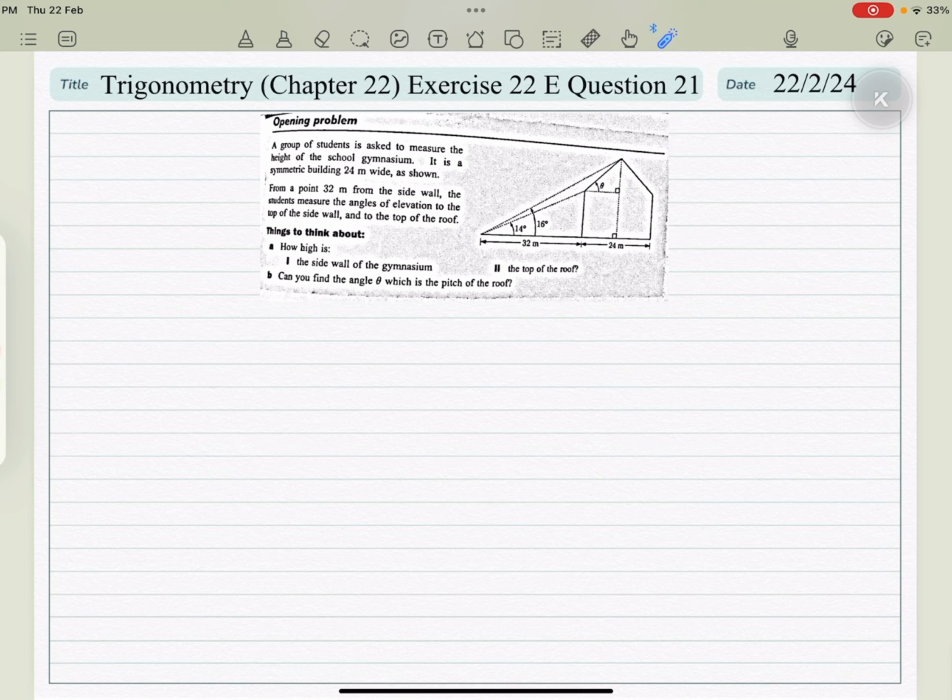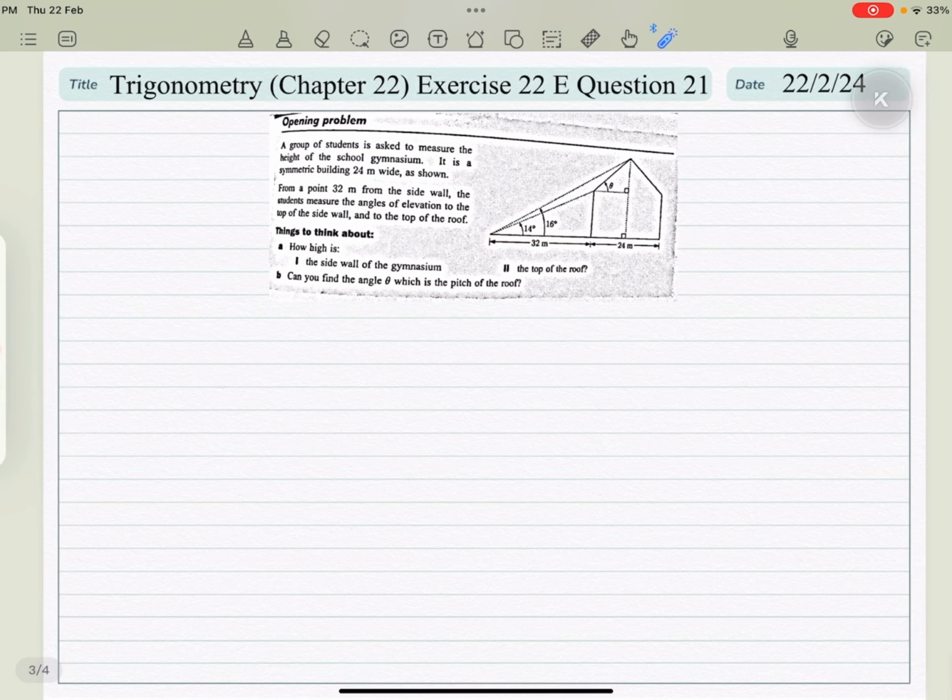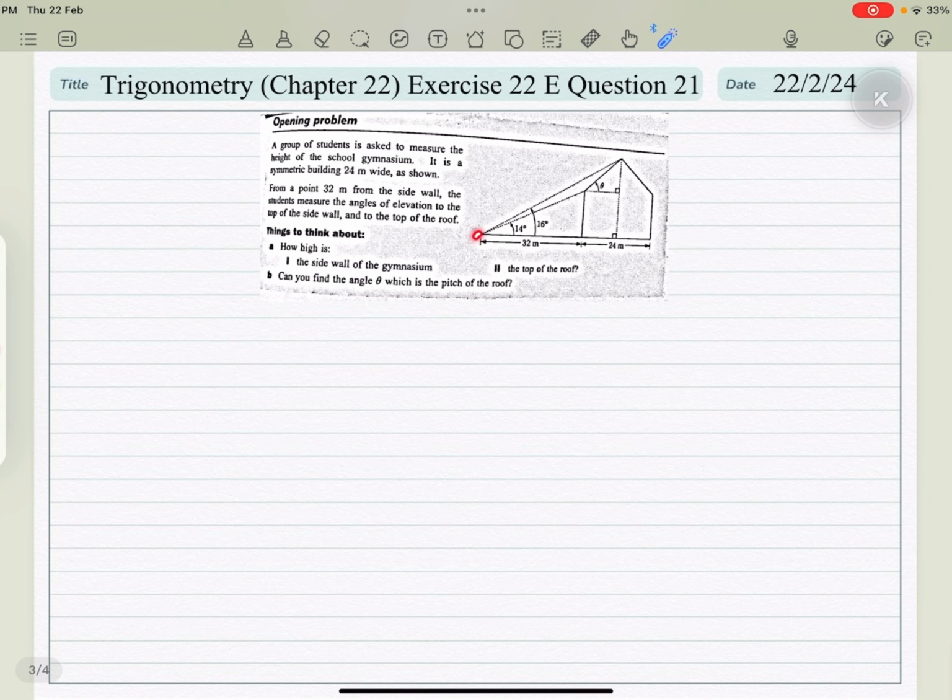It is a symmetrical building, so if this is the altitude of the building, then this divides into two equal parts as shown. From a point 32 meters from the side wall, the student measured the angles of elevation to the top of the side wall and to the top of the roof.